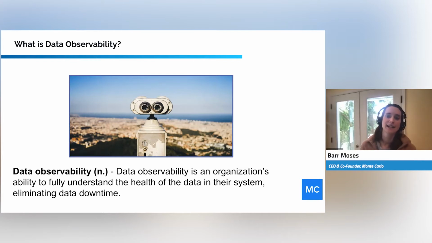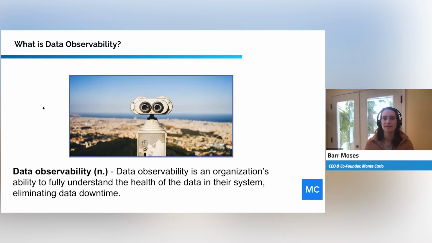Well, if you hadn't guessed it already, data observability is an organization's ability to fully understand the health of the data in their system. Data observability eliminates data downtime by applying best practices of DevOps and observability to data pipelines. Like its DevOps counterpart, data observability uses automated monitoring, alerting, and triaging to identify and evaluate data quality and discoverability issues. This in turn leads to more reliable data, healthier pipelines, more productive teams, and customers that can trust the data that your service is providing.